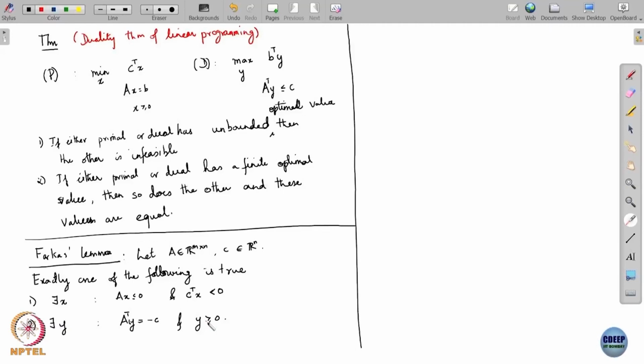Okay. So, now this remarkably is actually a consequence of linear programming duality. How does this come about from linear programming duality? Let me show you this. So, consider this optimization. Suppose I look at the problem minimize C transpose x subject to A x less than equal to 0.